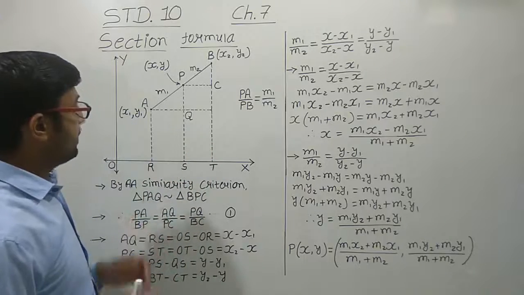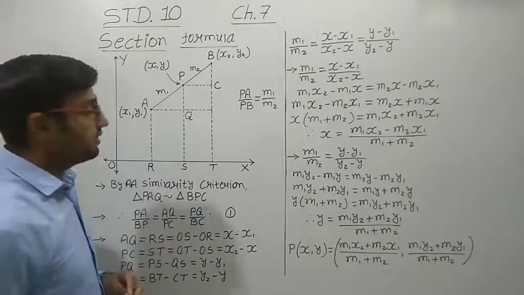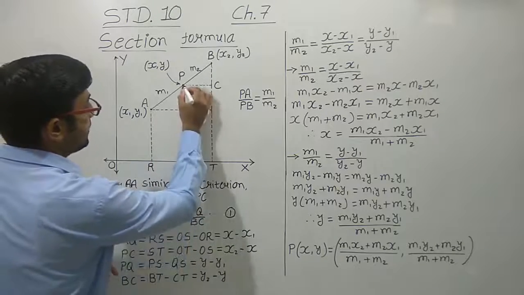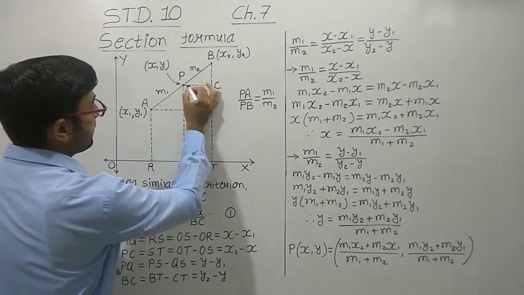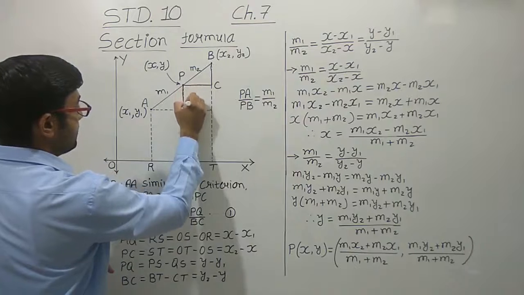Okay, so now here you can notice that two triangles are constructed. One is this one, and one is this one.